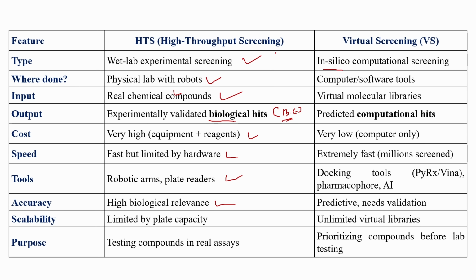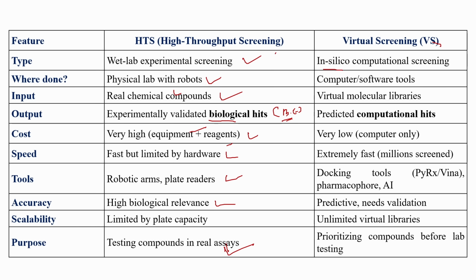In virtual screening we are just predicting, we are just predicting that this may be the result. But in HTS, the result is highly relevant and highly accurate. The purpose is testing the compounds in a real assay. Okay.